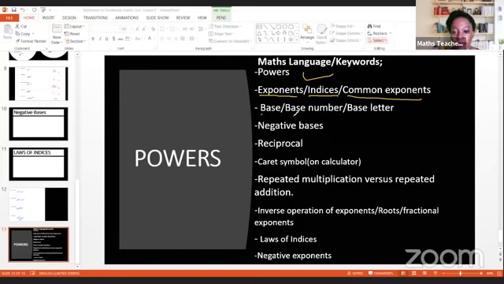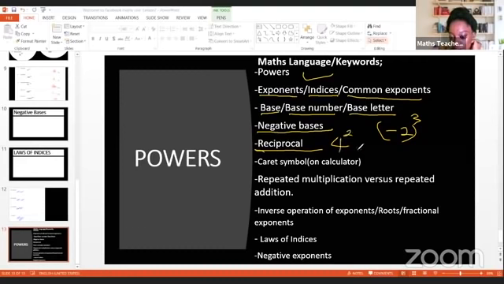We've talked about base and base number, and we said it could also be a base letter, as you can see in most of the GCSE questions. We've talked about negative bases, which is something like -2 cubed, where you have to carry the whole thing. We've talked about reciprocal, just like last week's lesson, where you have something like 4 squared. Reciprocal will be 1/16, which is the same thing as 4 to the power -2.